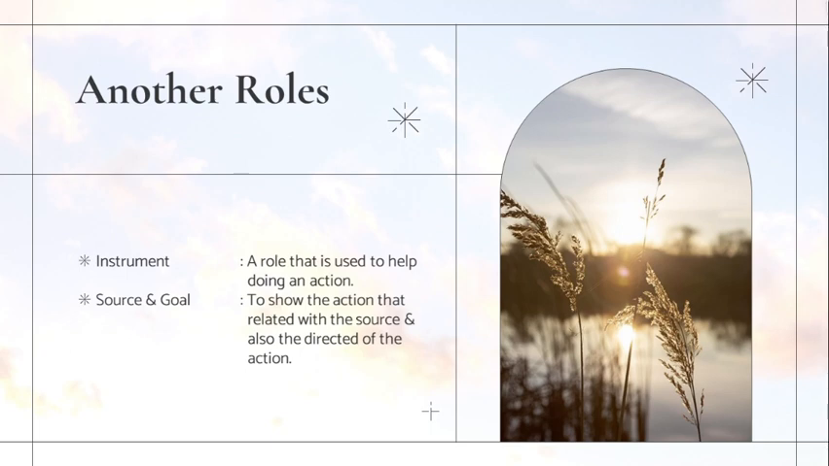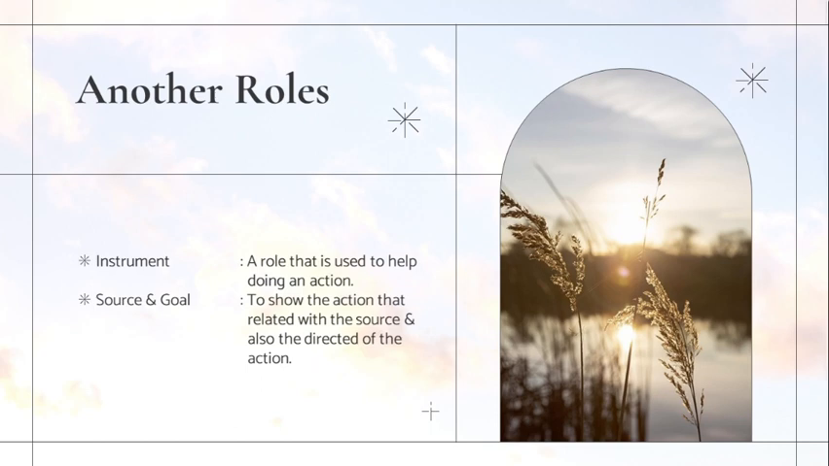And next, other roles. There are instrument, source, and goal. Instrument, a role that is used to help do an action. For example, Annie broke the window with a hammer. Annie, agent; broke, affected; the window, effect; with a hammer, instrument. A hammer is a tool that is used in breaking the window.